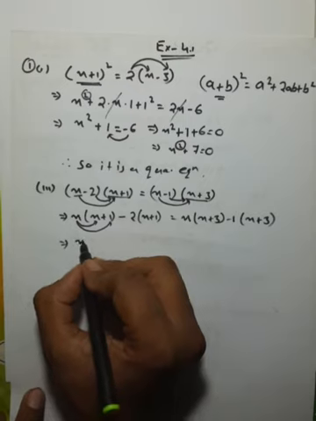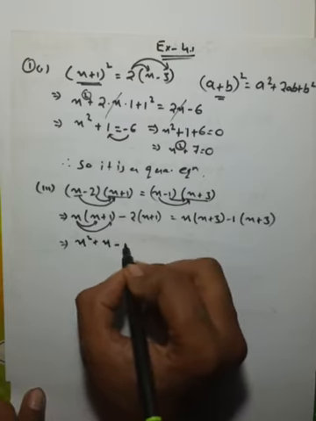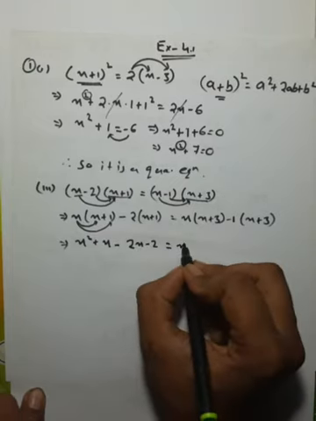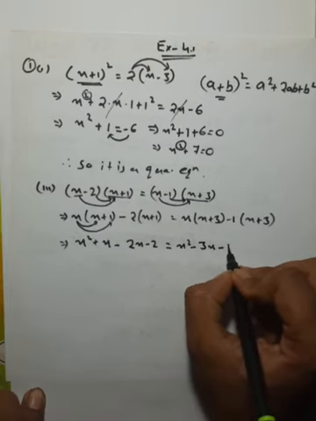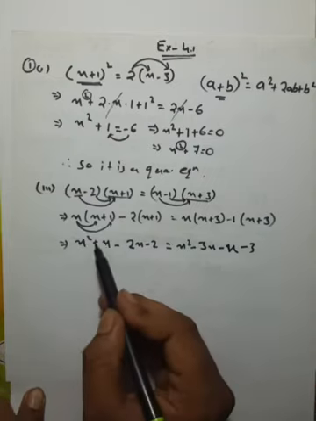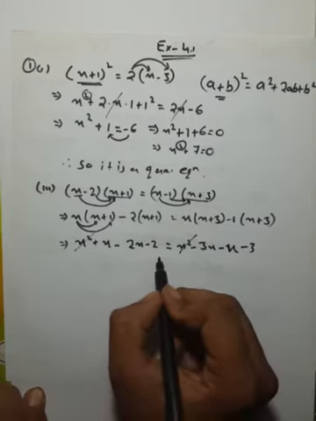So let's solve: x square plus x minus 2x minus 2, and x square minus 3x minus 1 into x is x minus 3. See, this x square can be cancelled with this x square. We need not solve all these steps.